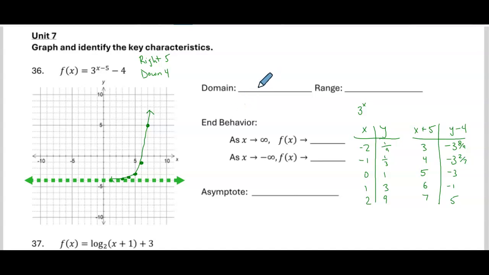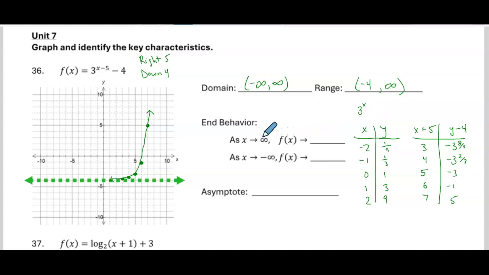Okay, domain. So there's a left arrow and there's a right arrow. Also, algebraically speaking, there's never a limitation on what I can use for an exponent. So that's another reason why it's an unlimited domain. For the range, there is a bottom to this graph. It occurs at -4. And there is not a top. It just goes up and up and up. So -4 to infinity.